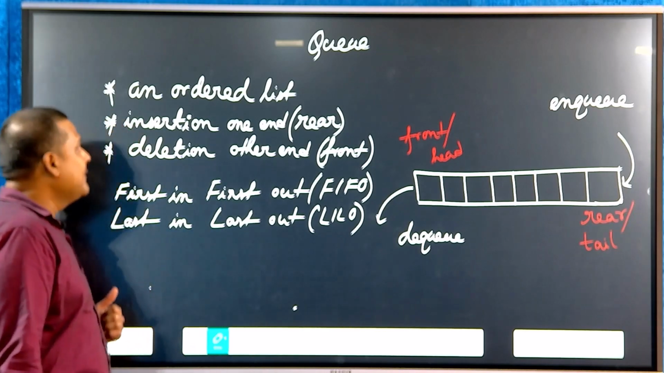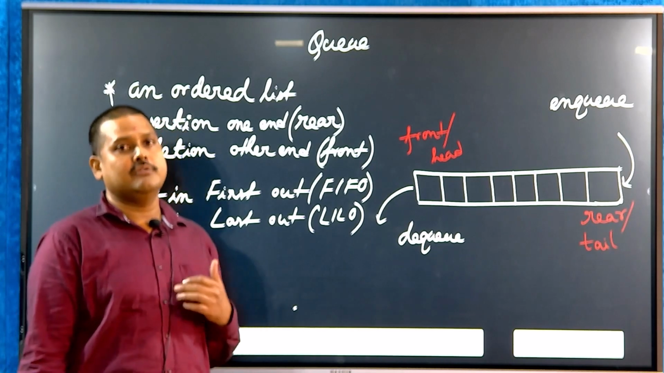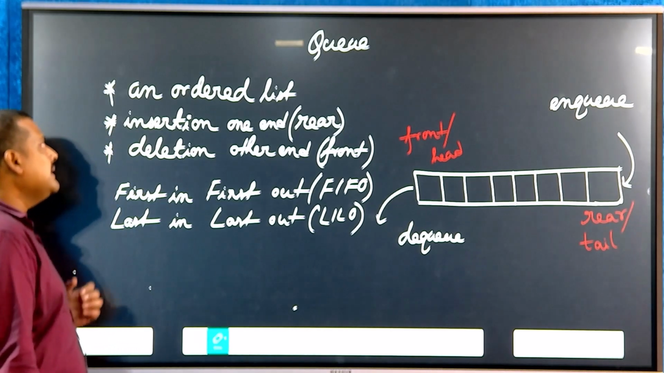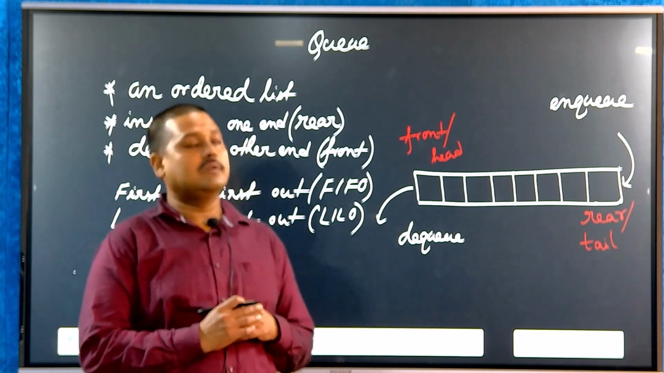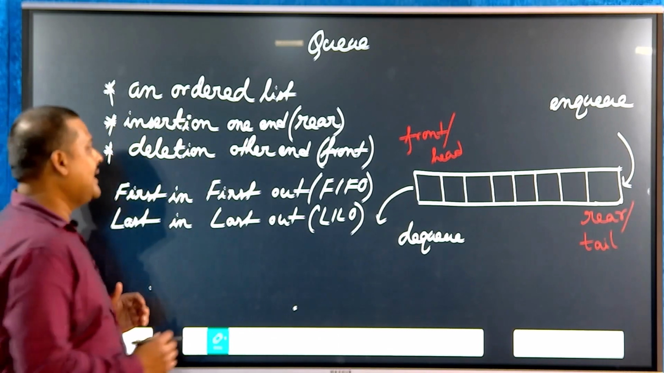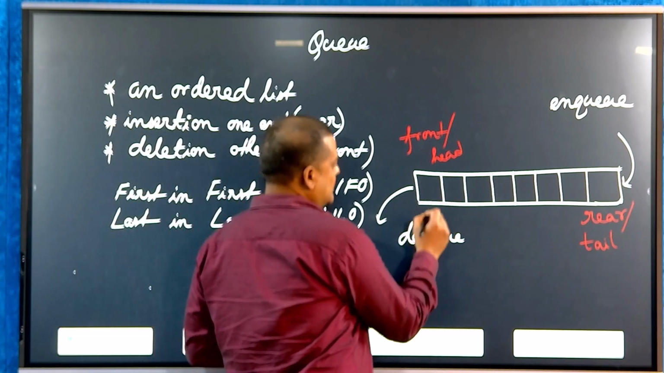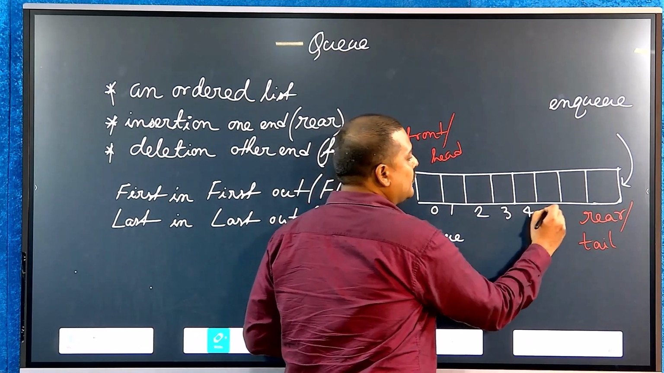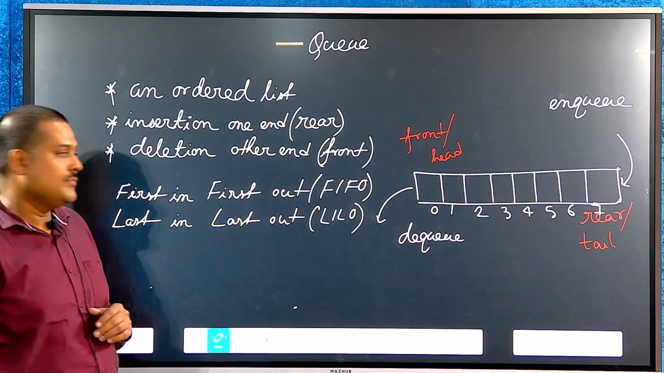So, let us have a look at the queue data structure and how it is implemented, how we are going to implement this in programming. A queue is an ordered list of elements, where insertion happens at one end. For example, I have some memory space, say an array of size 8, indexed 0, 1, 2, 3, 4, 5, 6, 7.